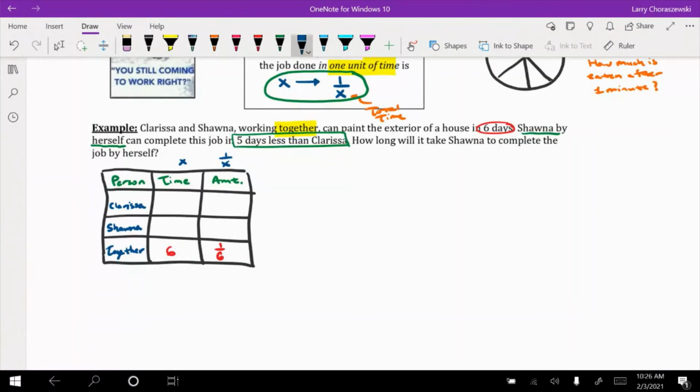So what I would do is I would maybe assign Clarissa a time value of x, which of course is going to mean that the amount done after 1 day is 1/x. What could we put for Shauna's time amount? Well, keep in mind it's x minus 5, yep. Right here it says 5 days less than Clarissa. So the amount done after 1 day by Shauna would be given by the expression 1/(x minus 5).